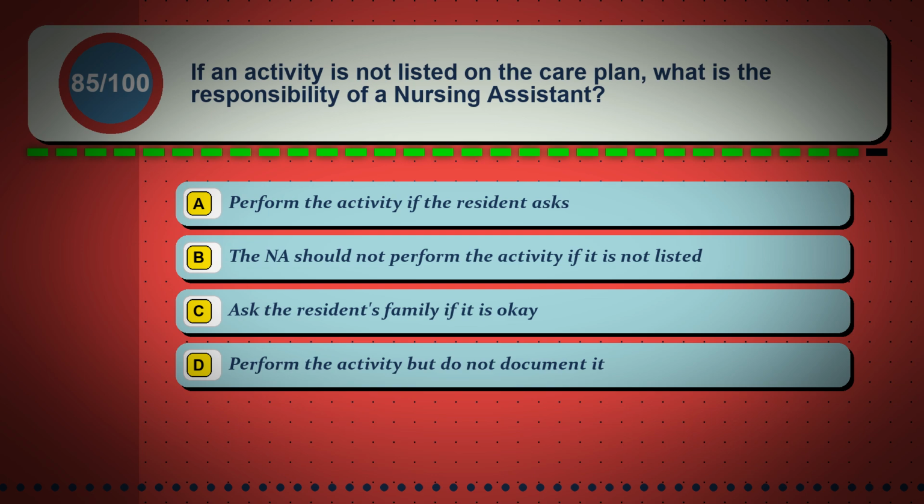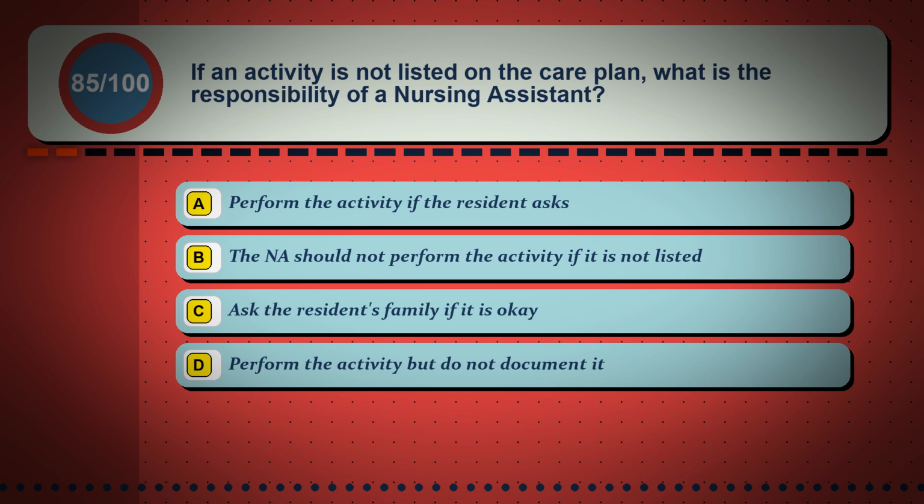Question 85. If an activity is not listed on the care plan, what is the responsibility of a nursing assistant? Option A, perform the activity if the resident asks. Option B, the NA should not perform the activity if it is not listed. Option C, ask the resident's family if it is okay. Option D, perform the activity but do not document it.